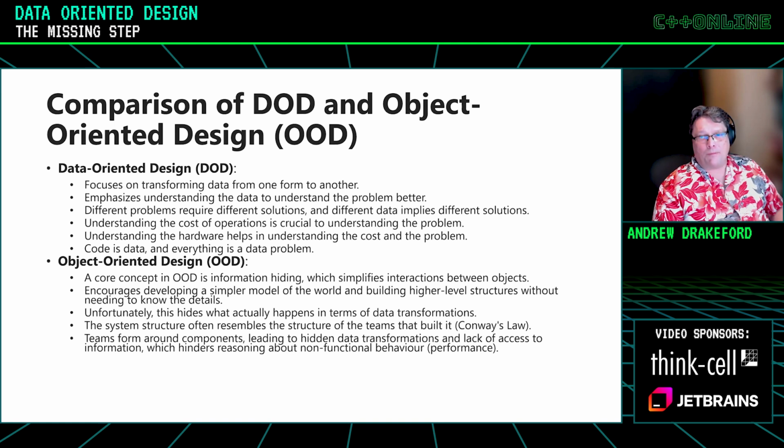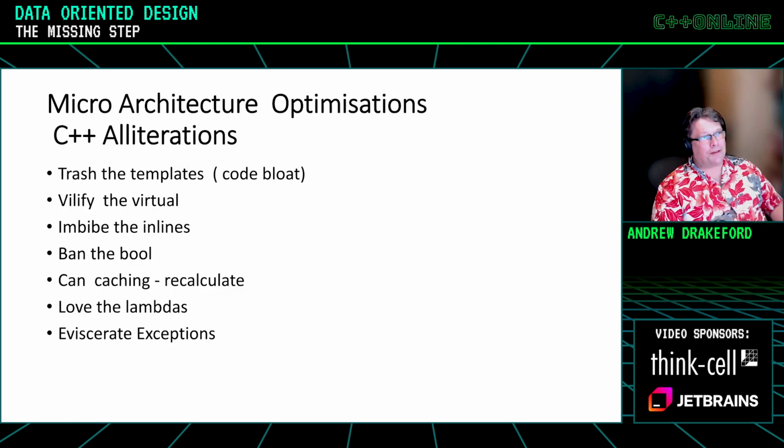Some of the many talks that you can see on data-oriented design tend to go for what I call micro architecture optimizations, so using certain language idioms just to try to get things to go a bit quicker. So for example, trash the templates, vilify the virtual, imbibe the inlines, ban the bool, can the caching because we're going to recalculate, love the lambdas, and eviscerate exceptions.